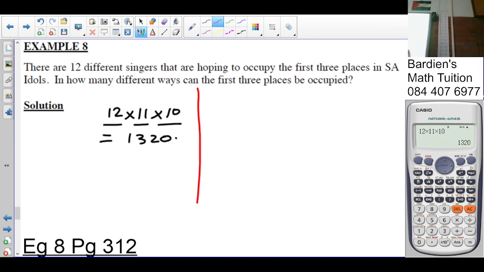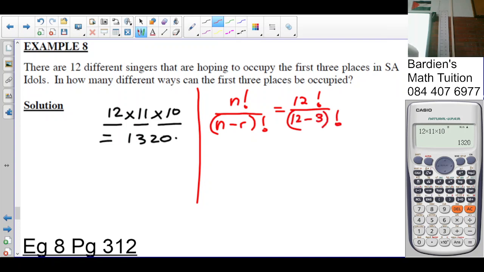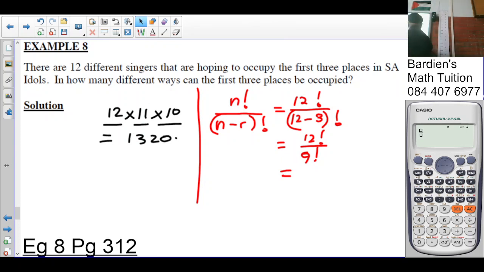But remember that formula that we just came up with. This is one of those questions where we can use the formula n factorial over n minus r factorial. We have 12 people, so it's 12 factorial over 12 people minus the number of placements, which is 3. So it's 12 factorial over 9 factorial. Do we have to use this? No, if you understand it the other way, no problem. But some of you, I'm sure, find it useful if you don't understand how to do it. Okay, so it's 1,320.